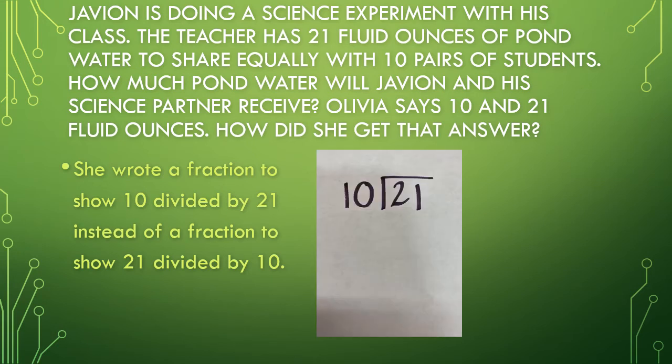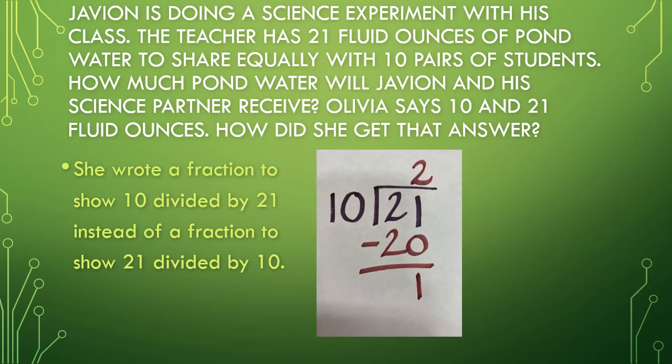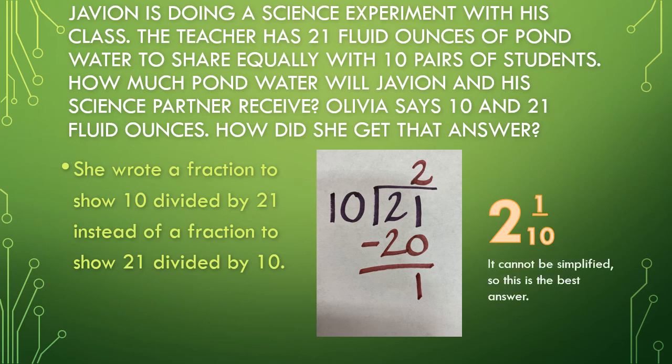We want to divide 21 by 10. So I asked myself, how many times will 10 go into 21? 2. 2 times 10 is 20. When I subtract, I have 1. The number on top, my quotient, becomes my new whole number, 2. My remainder becomes my new numerator, 1. And my denominator stays the same, the number to the side, 1/10. It can't be simplified, so this is the best answer. Javian and his partner would get 2 1/10 ounces of the pond water.